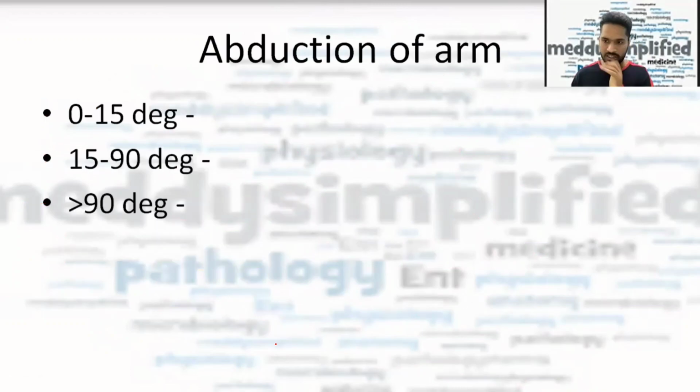Now another thing is abduction of the arm. Everyone I think knows that abduction is taking the arm away, right? So from 0 to 15 degrees, some muscle will help in abduction. From 15 to 90 degrees, some other muscle will help in abduction, and more than 90 degrees, some other muscle will help in abduction. So what are those muscles which help in the abduction of the arm? So first, 0 to 15 degrees will be done by supraspinatus.